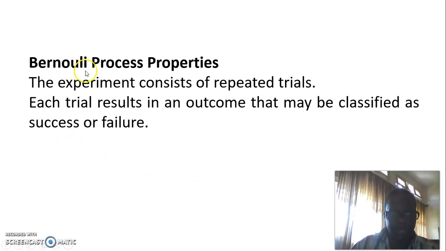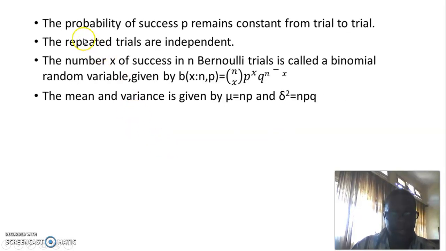The Bernoulli process properties. So we are saying that the experiment consists of repeated trials, and each trial has an outcome of a success or a failure. The probability of success p remains constant from trial to trial. And then the repeated trials are independent of each other.